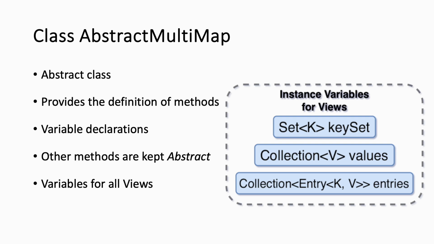The abstract class, AbstractMultiMap, implements the interface MultiMap and provides us with the method definitions and variable declarations. It leaves some of the methods as abstract, which would be implemented by the different multimap implementations. This class also handles different views for the multimap and provides variables to store these views.